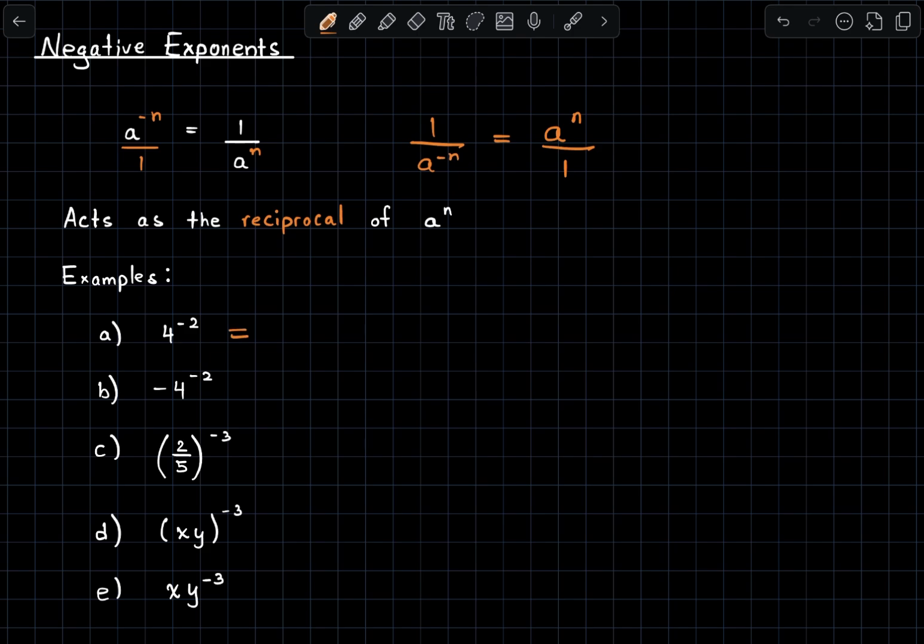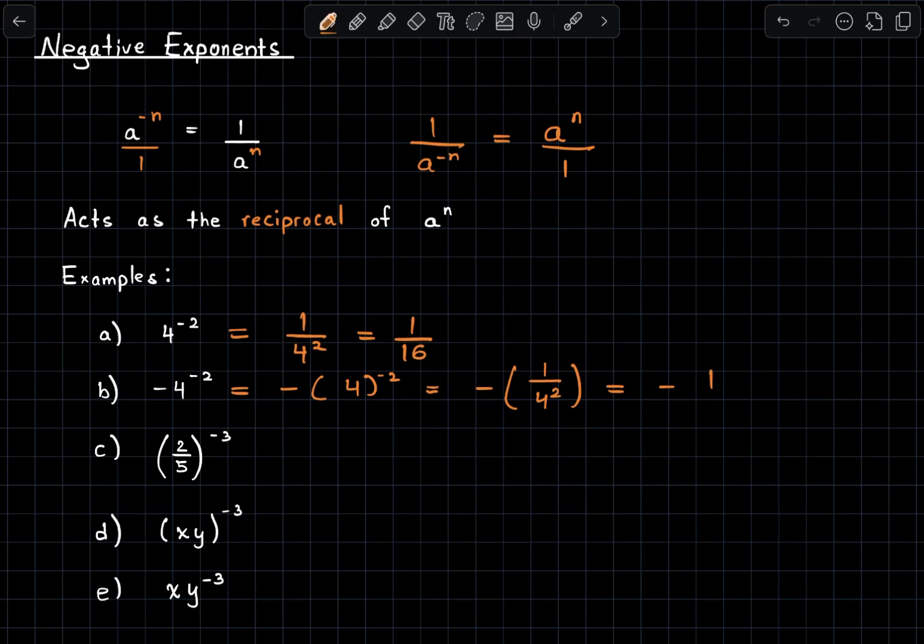If we got 4 to the negative 2 power, we should be thinking of this as 1 over 4 to the second power, or 1 over 16. Now we've got negative 4 to the negative 2, but that negative is not inside the parentheses, so it is not going to be raised to that exponent. So what we should be thinking of this as is negative, with positive 4 by itself raised to the negative 2 power. So that negative comes out here. We can put that 4 on the other side of the division bar and make the exponent positive.